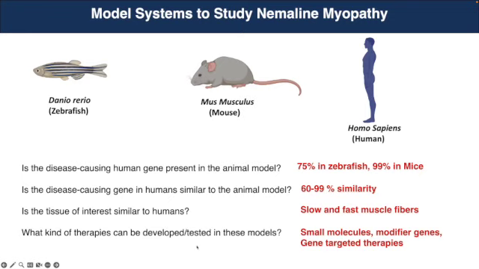And finally, one of the considerations is the kind of therapies that we seek to use in the human patients. Can those therapies be developed in these animal models? And I'm going to talk about some of this in one of my later slides.